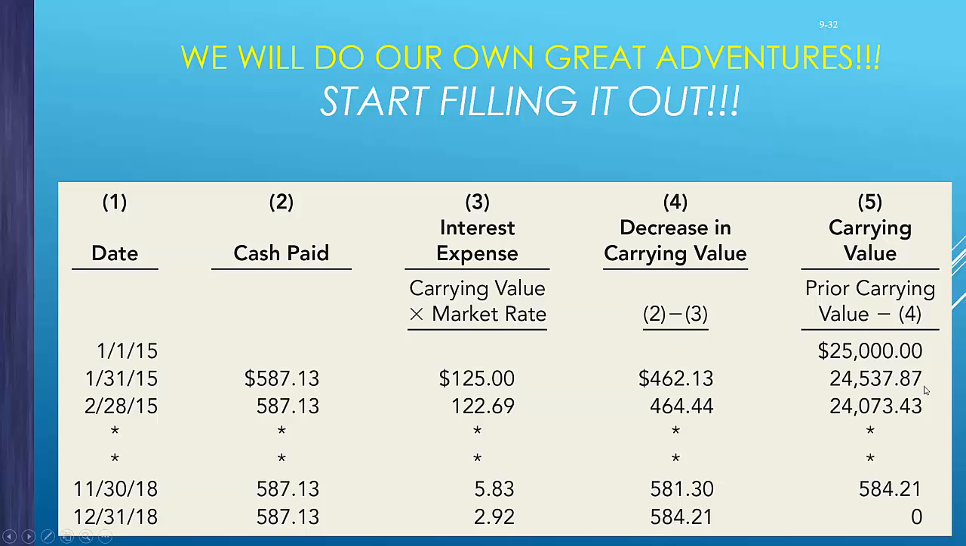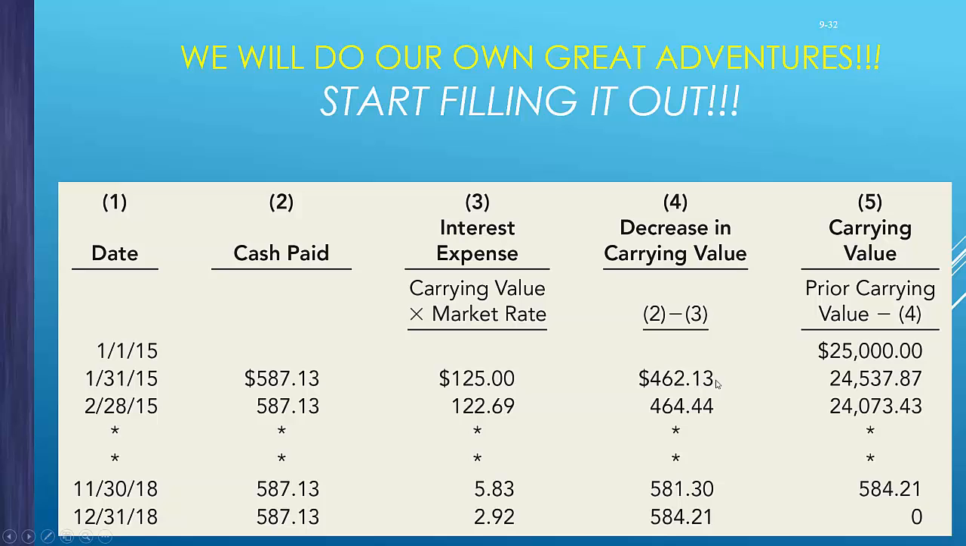Then the next time they make a payment, in this case the next month, which is about when mortgages are due, every single month, they pay the same amount. Now the amount that's applied to interest actually goes down, so I'm going to take this carrying value times the interest rate. I come up with $122.69. That means that more of my $587.13 gets applied towards the principal.